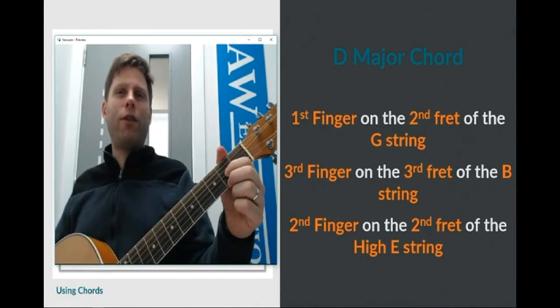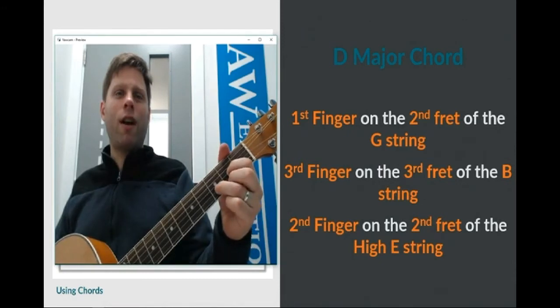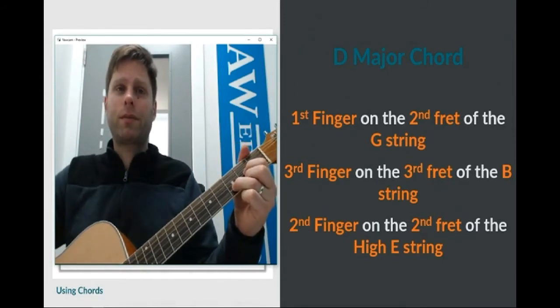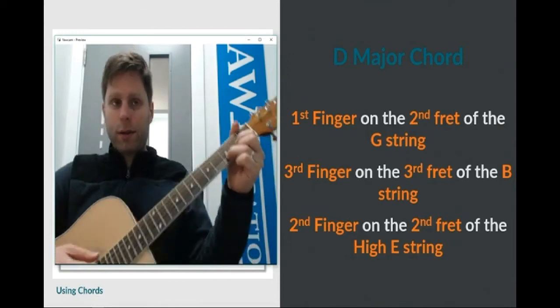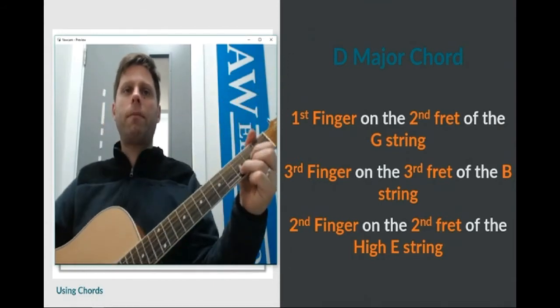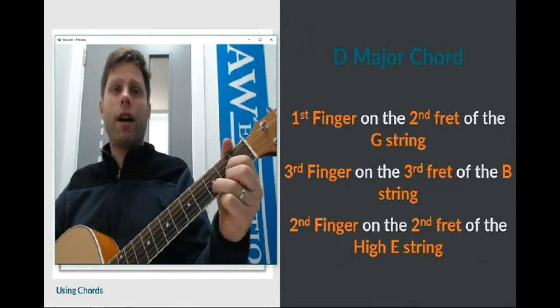Now, I gave you the order in which the fingers appear, however, I like to put my first finger and my second finger on the second frets of the G and high E strings respectively, down first, and then get my third finger to reach around to that third fret of the B string. Okay, so that is the D major chord right there.